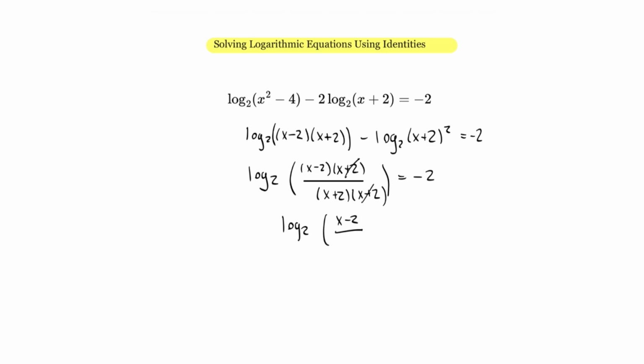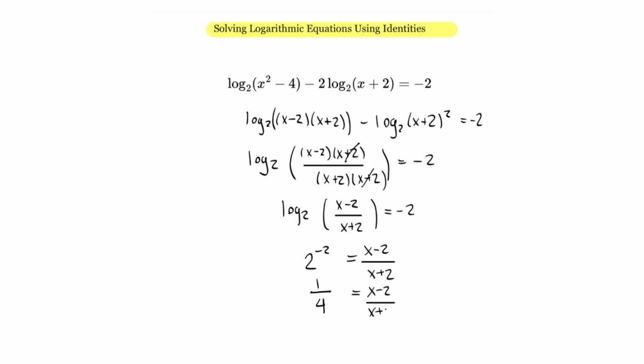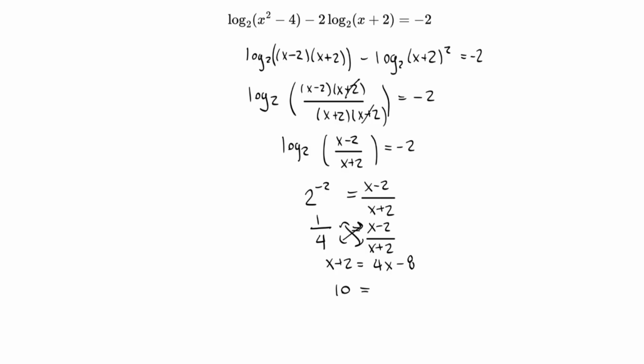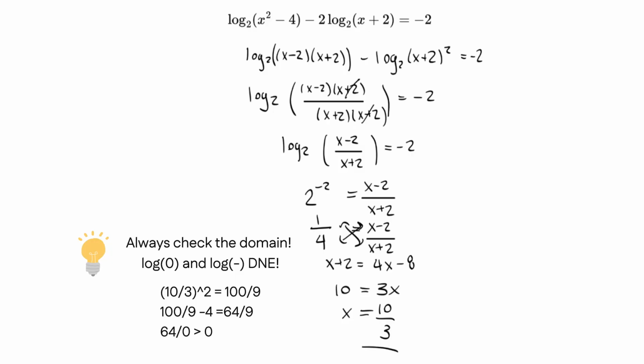So we're just left with log base 2 of x minus 2 over x plus 2 is equal to negative 2. Now let's convert this into exponential form and we obtain this equation. And now 2 to the negative 2 becomes a quarter. And then we use cross multiplication and we obtain the following equation. Now we bring all the x's to one side and all the constant values to the other, and we get that x is equal to 10 over 3.